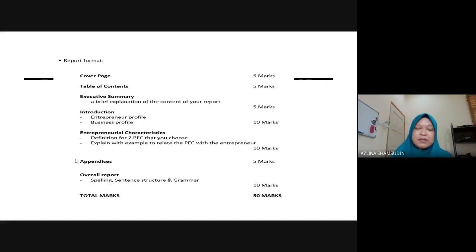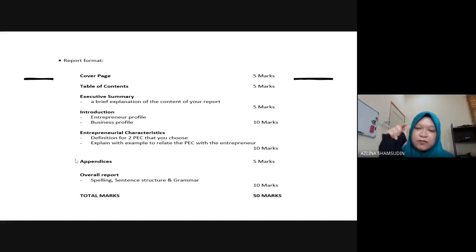Meaning that, for example, the first PEC, contoh katakanlah you ambil first PEC is problem solving. Okay. So lepas tu you bagi the definitions, apa yang dimaksudkan with the problem solving tu lah. This definition you can get from the slide. Okay. So lepas tu you give the example. Why do you say that the entrepreneur have this characteristic? Bagilah contoh dia, okay. Sama juga lah, and then the second PEC apa, definition siapa, bagi example.